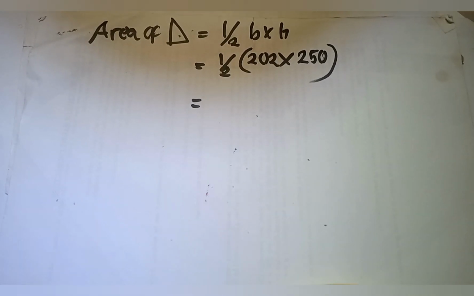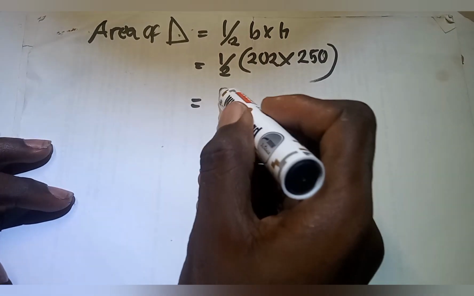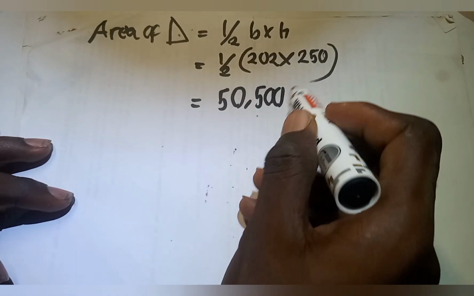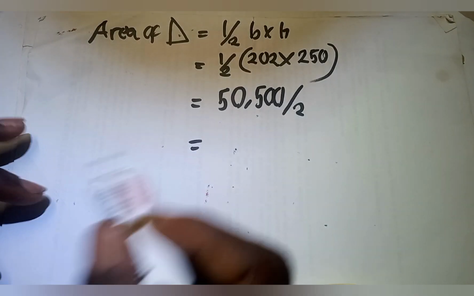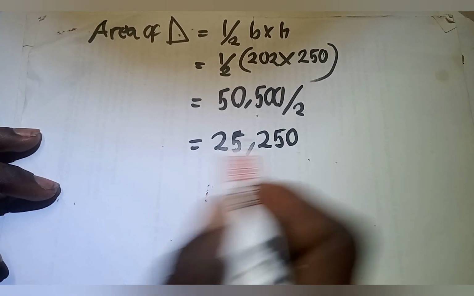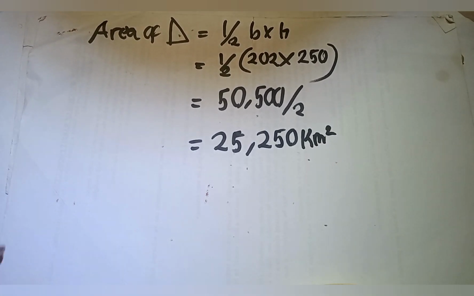So 202 multiplied by 250. Punch your calculator, you're going to result to 50,500. 50,500 divided by 2, that will give me 25,250 kilometer square. So I have the area of the triangle.